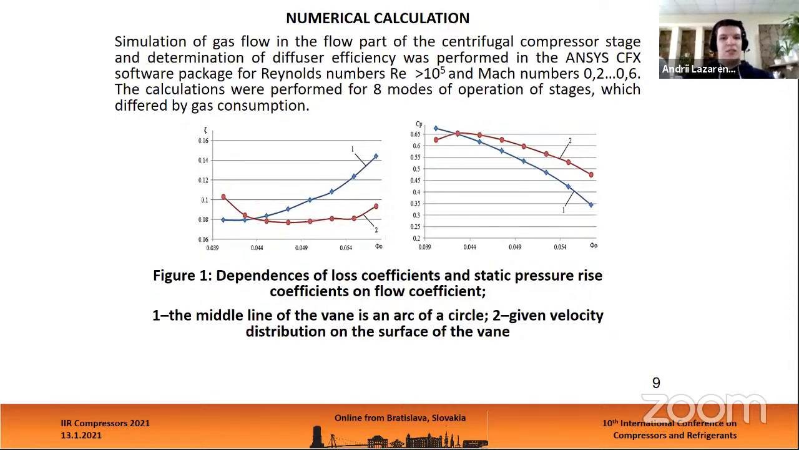The simulation of gas flow in the flow part of the centrifugal compressor stage and determination of diffuser efficiency was used in the ANSYS CFX software package for Reynolds numbers more than 10,000 and Mach numbers from 0.2 to 0.6. The calculations were performed for 8 modes of operation of stages, which differed by gas consumption. So in these figures, you can see the differences of loss coefficients and static pressure rise coefficients on flow coefficient. So one is the middle line of the vane is an arc of a circle, and 2 is the given velocity distribution on the surface of the vane.